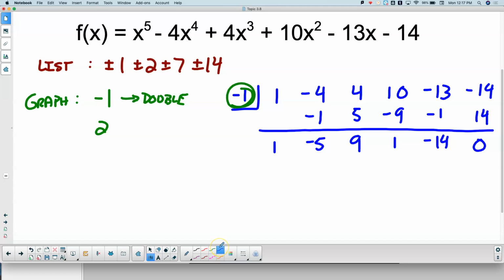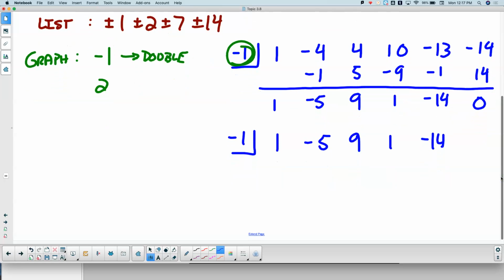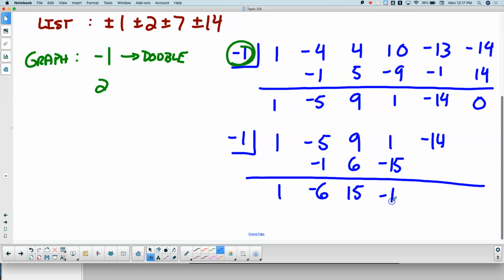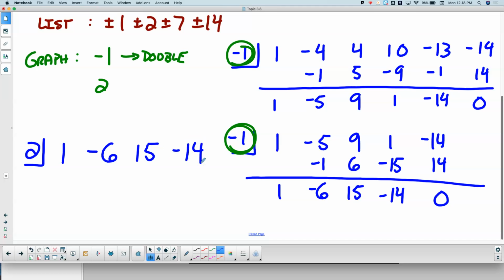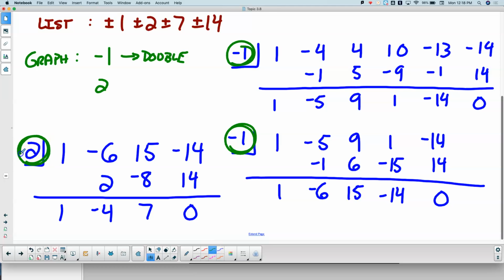Awesome. Now, I'm going to put in -1 again right away, except now I'm going to go into 1, -5, 9, 1, and -14 here. And we drop it like it's hot. -6, 6, 15, -15, -14, 14, 0. Boom. Okay, so there's my double. Then I take 2 now, and now I'm going to put 2 into 1, negative 6, 15, and negative 14. 1, 2, negative 4, negative 8, 7, 14, 0. So all 3 of those are zeros.